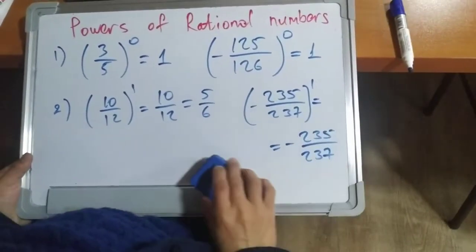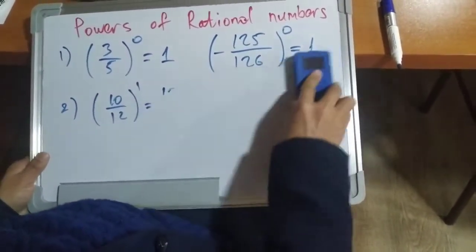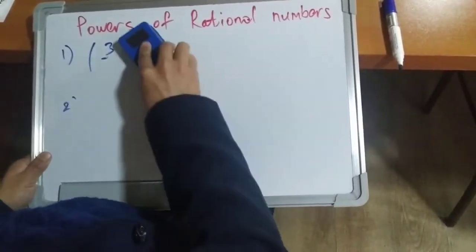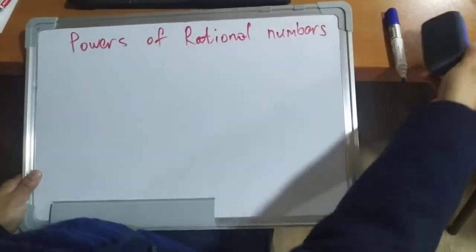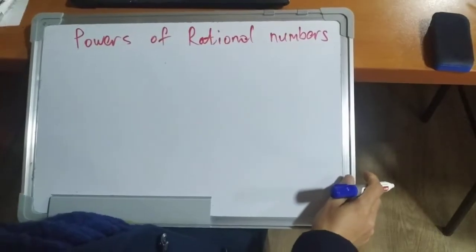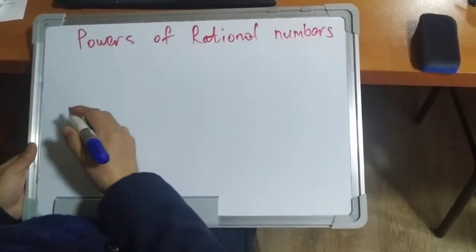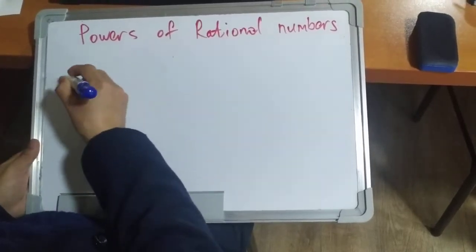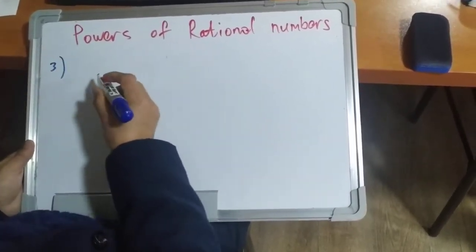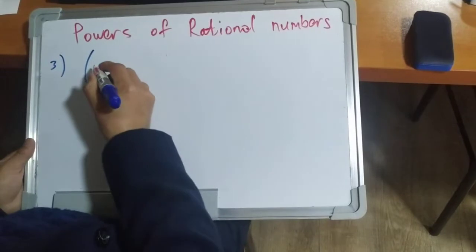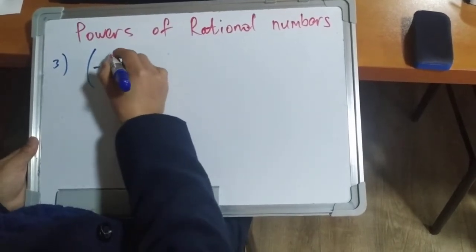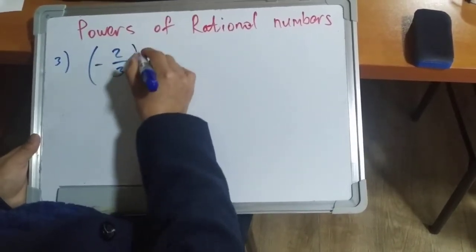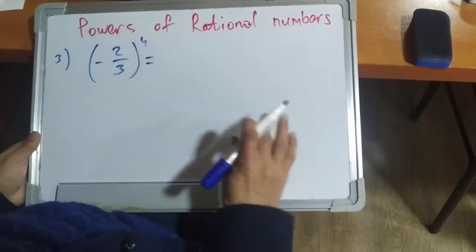And next, write the next rule. The next rule is about even and odd powers. For example, (-2/3) to the power of 4.